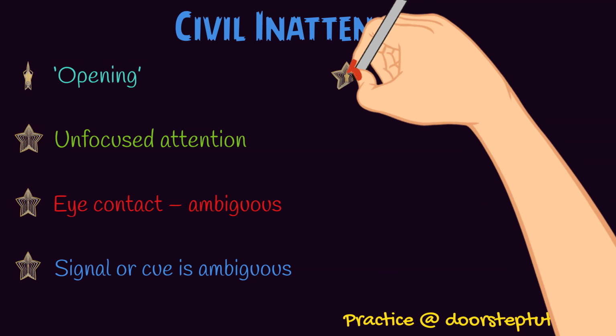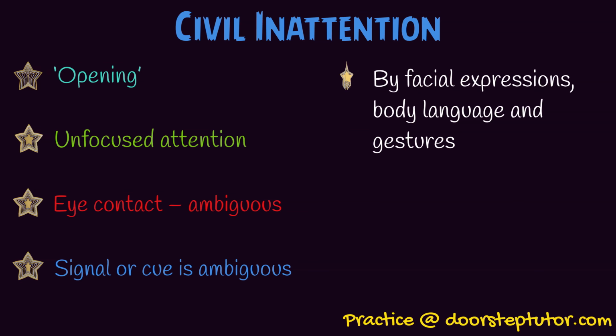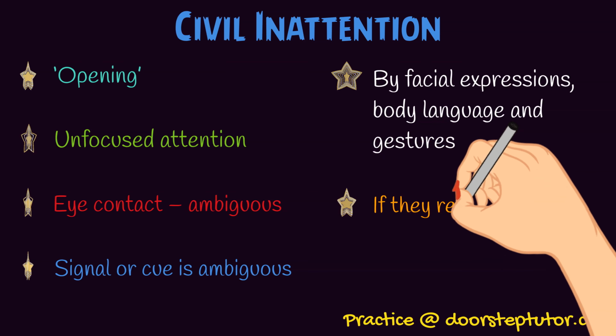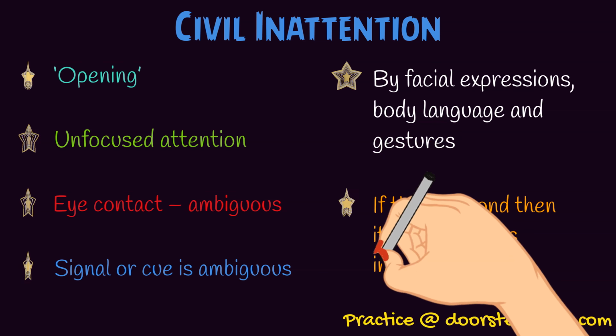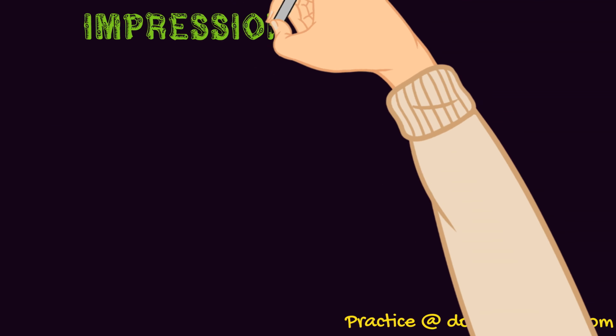How are these signals being given? By facial expressions, by body language, and by gestures. And how do we understand this? These signals have been internalized in all individuals by socialization. And if you're looking at someone from the corner of your eye and they also happen to look at you and eventually they respond, then it gets converted into direct focused interaction. Otherwise, if it is just a glance, just eye contact and you start looking away, then it is civil inattention.